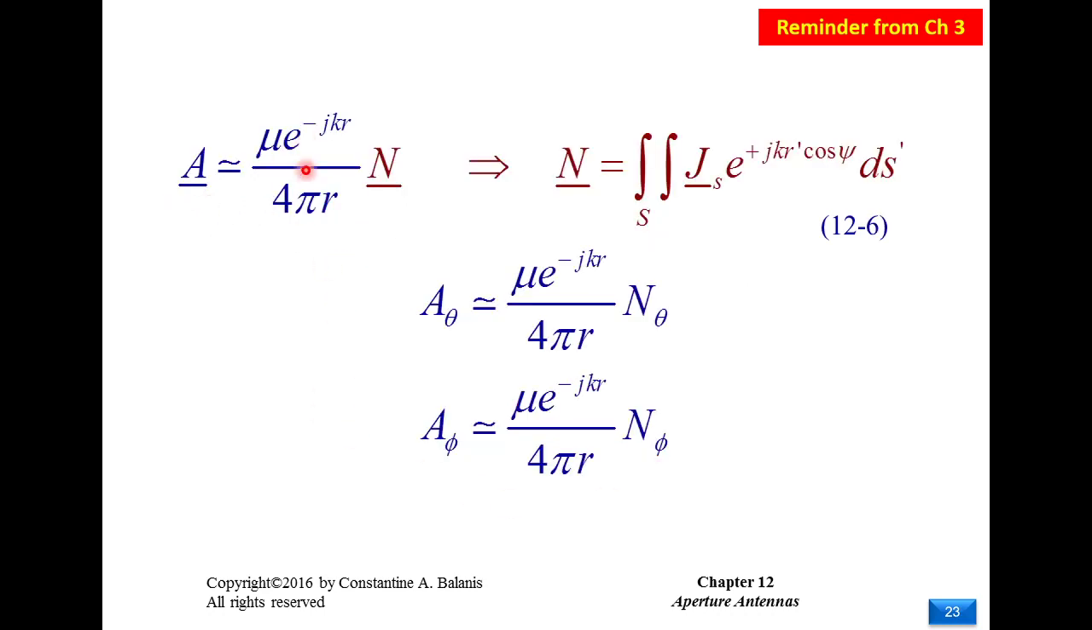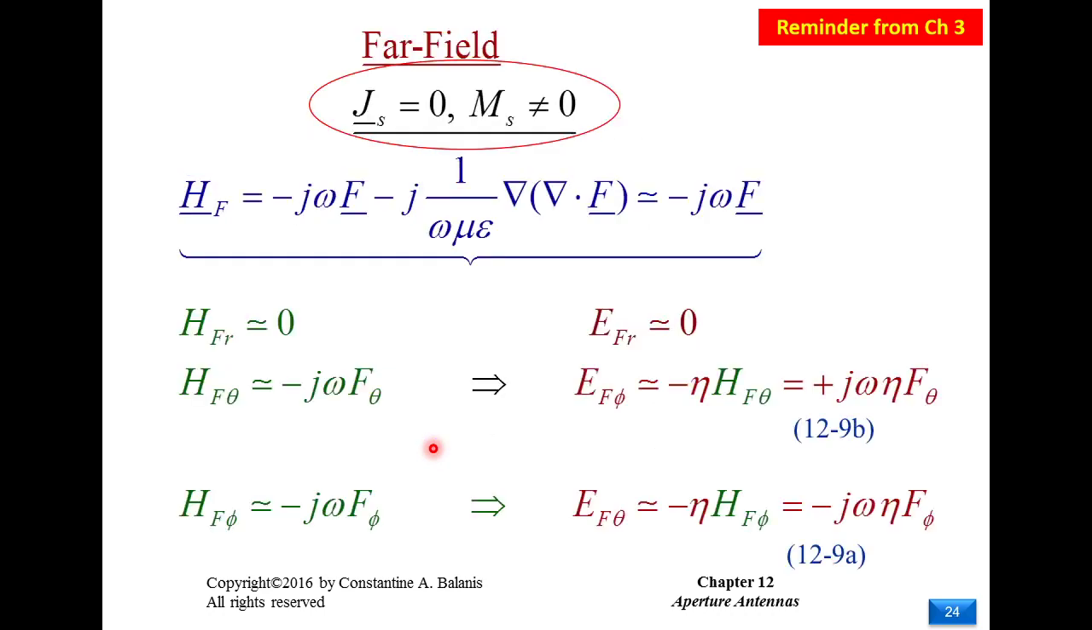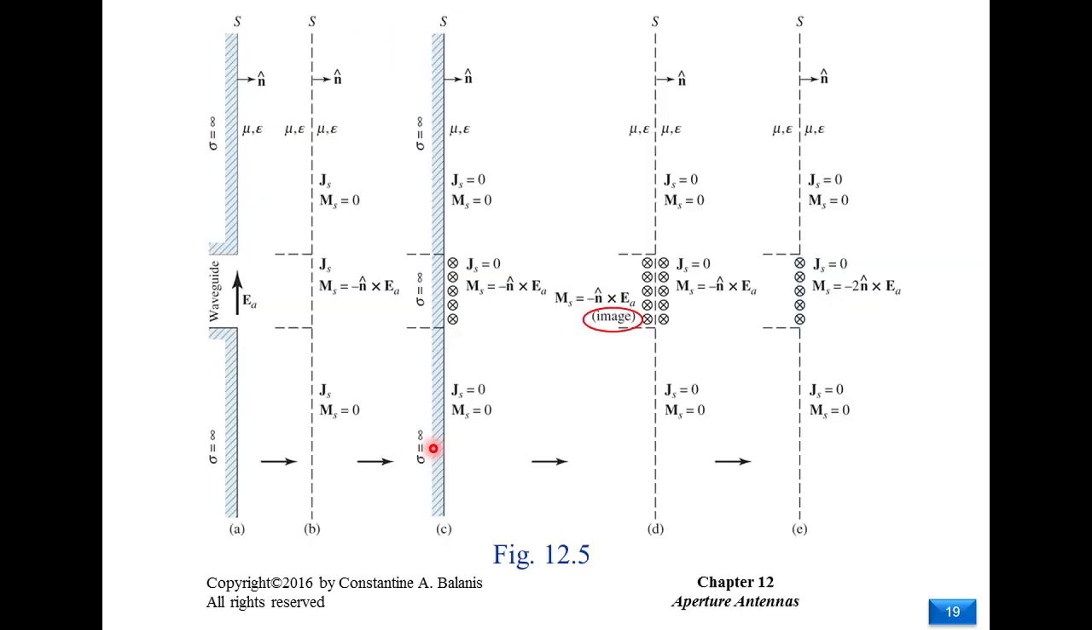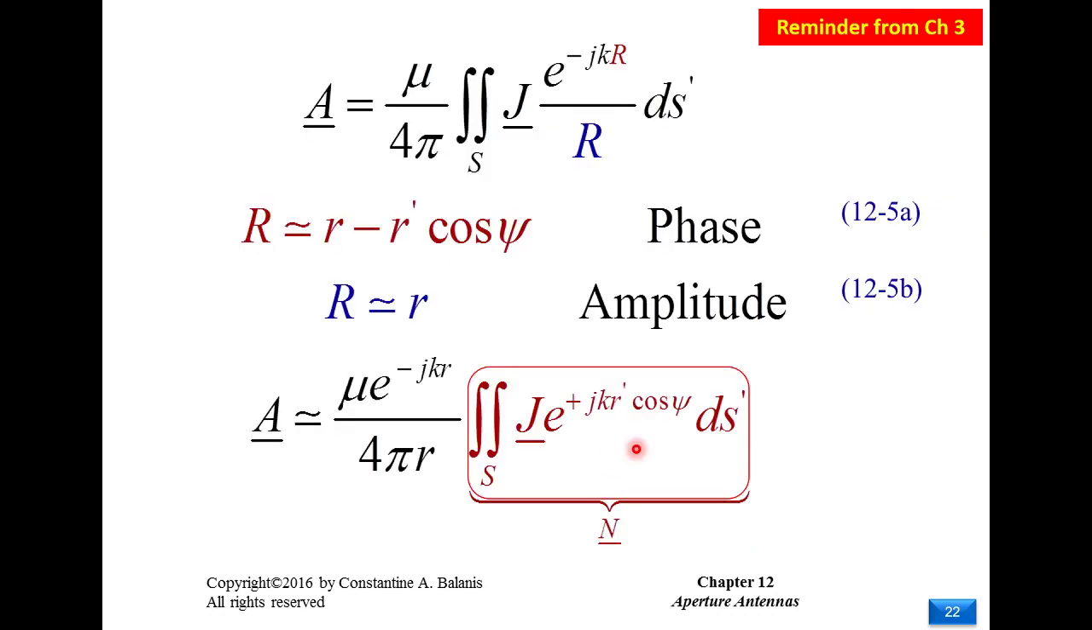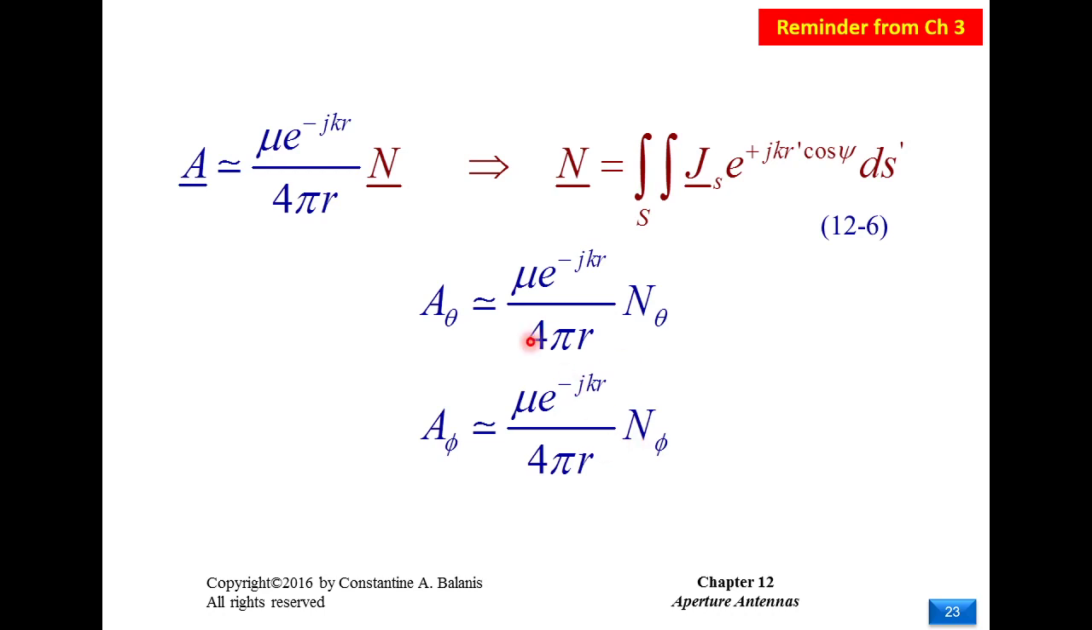So if we have J, we can find N, and we say that A equals this expression. If we have A, then we have A theta and A phi. If A theta and A phi are known, then we have E theta, E phi, and H theta. So this is the sequence of finding A phi and A theta when we have just surface electric current.